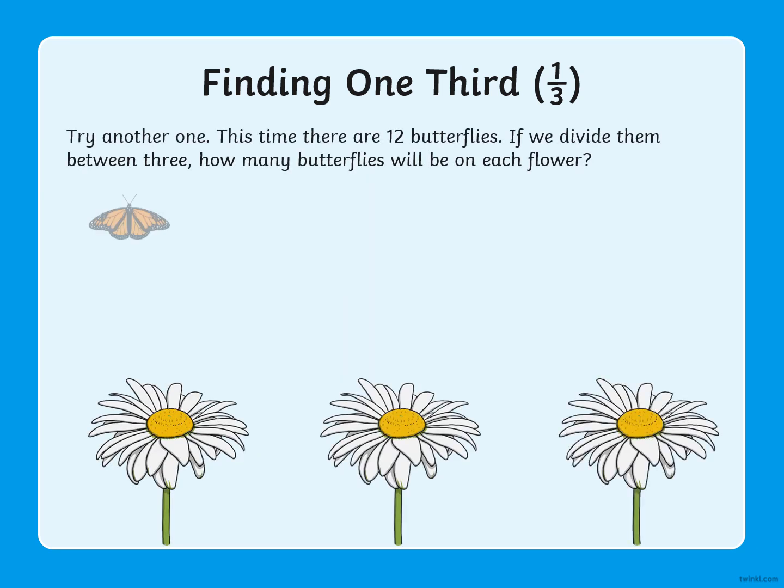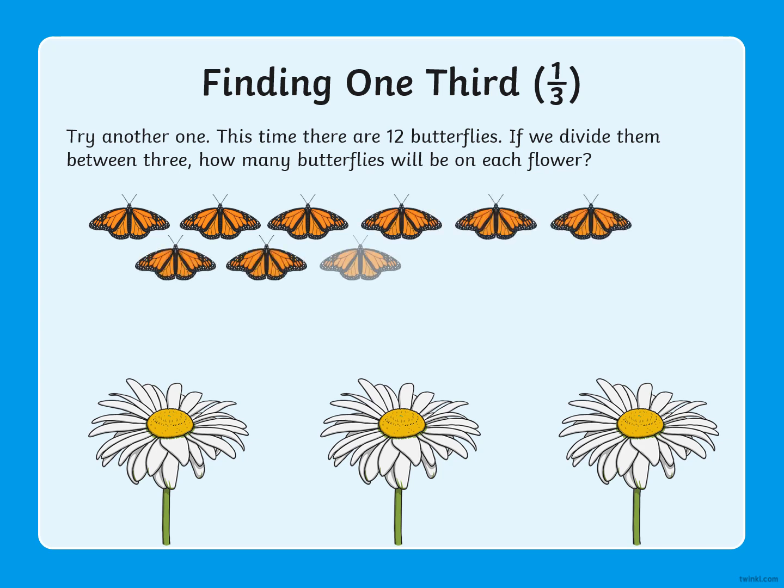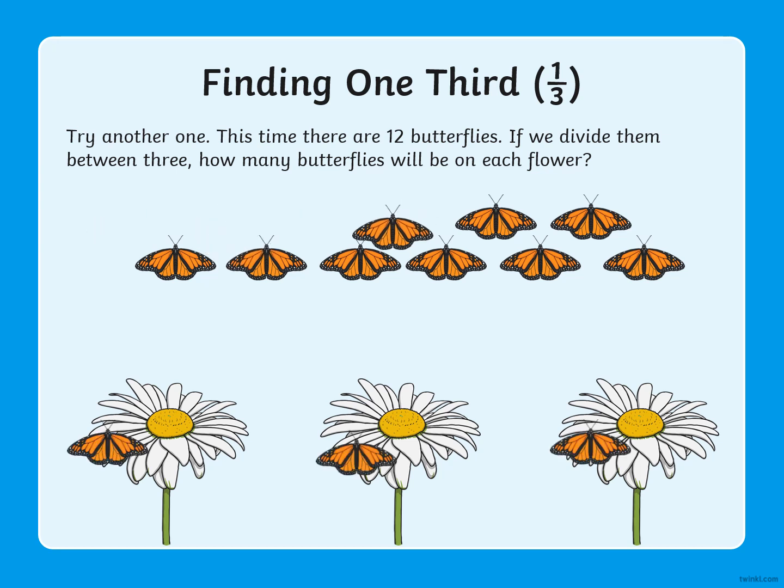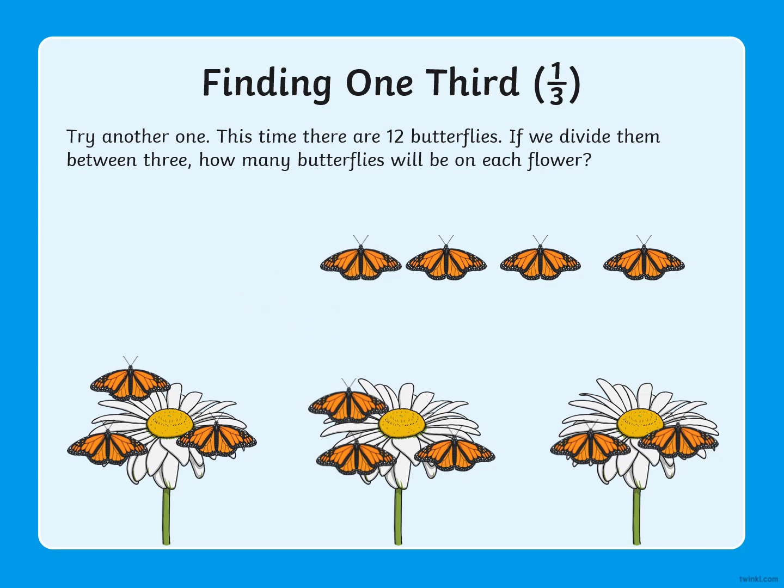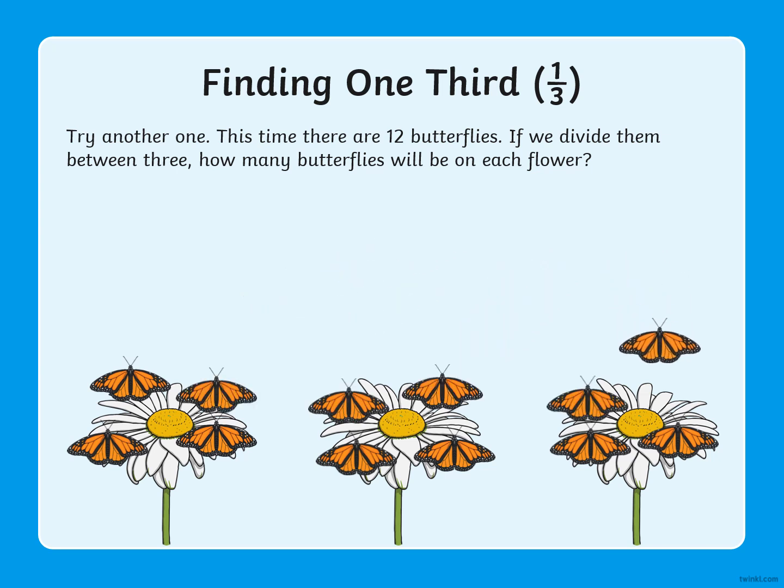Try another one. This time there are 12 butterflies. If we divide them by 3, how many butterflies will be on each flower? Let's do this quickly. Okay, so how many butterflies are on each flower?